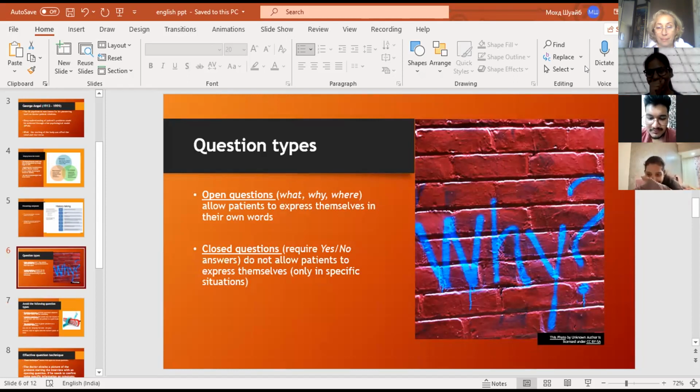Why did you visit the hospital, for example. And if we talk about the closed question, it requires only yes or no. It does not allow patients to express themselves in their own words. For example, if asked whether you take any home remedy, the patient replies yes or no.